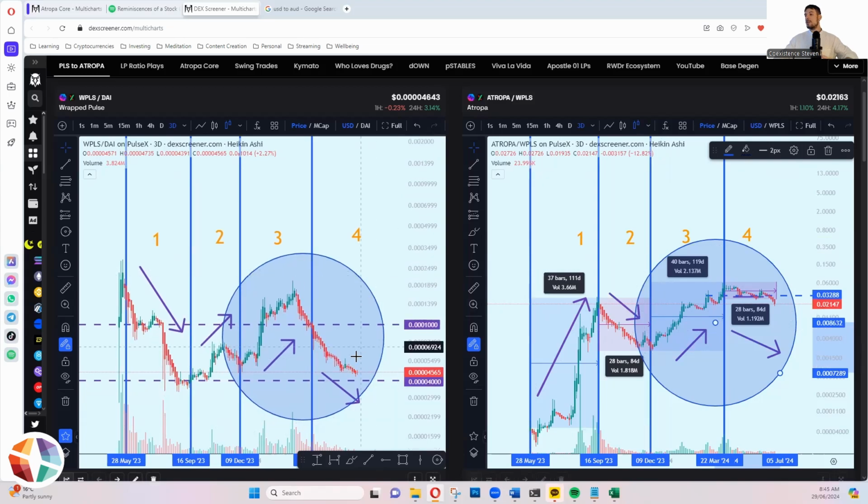So how can we actually use this information to help us see where the Atropa ecosystem could potentially go? Now, I'm looking at this and I'm going, okay, how low can we possibly go? This here is a very key level with Pulsechain. You can see it here. It's a key level where the price is magnetized to several times. So it's touched it here. It's danced around it here.